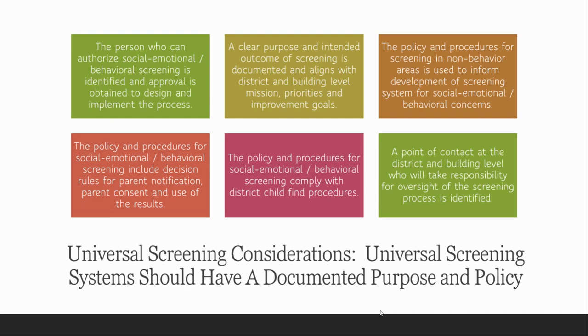Another thing to consider is that the policies and procedures for social and emotional behavioral screening include decision rules for parent notification, parent consent, and the use of the results. So we want to make sure that we are informing our parents prior to administering any of these surveys, that we're getting consent for their students to collect this data about their children, and that we help them understand how these results will be used and what the intended impact is.